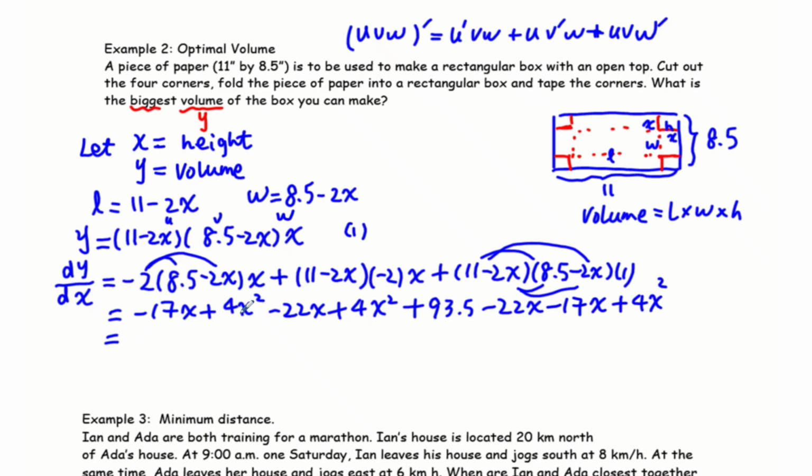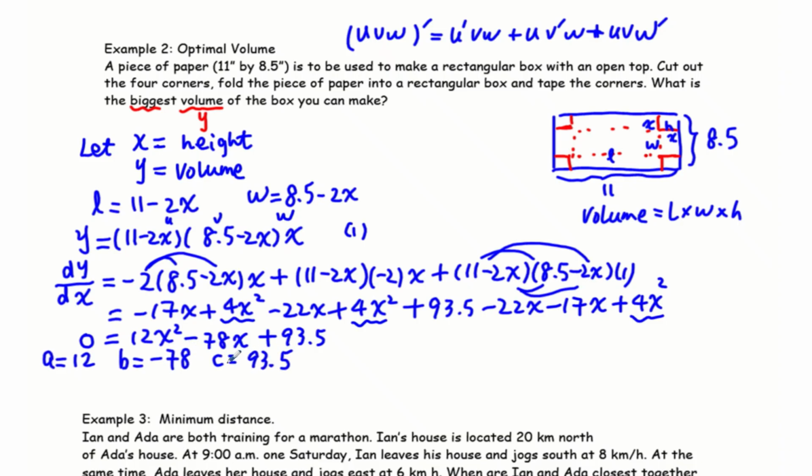Collect the like terms. X squared, same variable, same degree. They are the like terms, is 12. Then all the x add together, we have -78x. Then plus a constant 93.5. So this whole thing, we are going to let it equal 0. And because we have the fraction, it's hard for us to find the factoring. So we just use a quadratic formula.